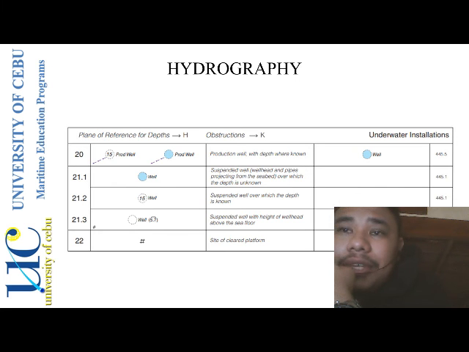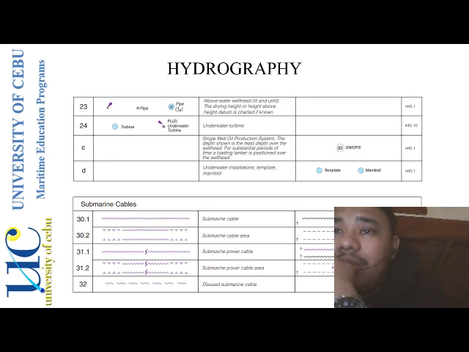So plane of reference for depths. So obstructions, number 20. This is the sign of a production well, depth known. 21.1, this is a suspended well, wellhead or pipe production from the seabed, over which depth is known. 21.2, suspended well over which depth is known. 21.3, suspended well, the height of wellhead above the seafloor. 22, site cleared platform. 23, this is a wellhead, with the drying height or height above height datum inserted, known. Number 24, this is an underwater turbine.